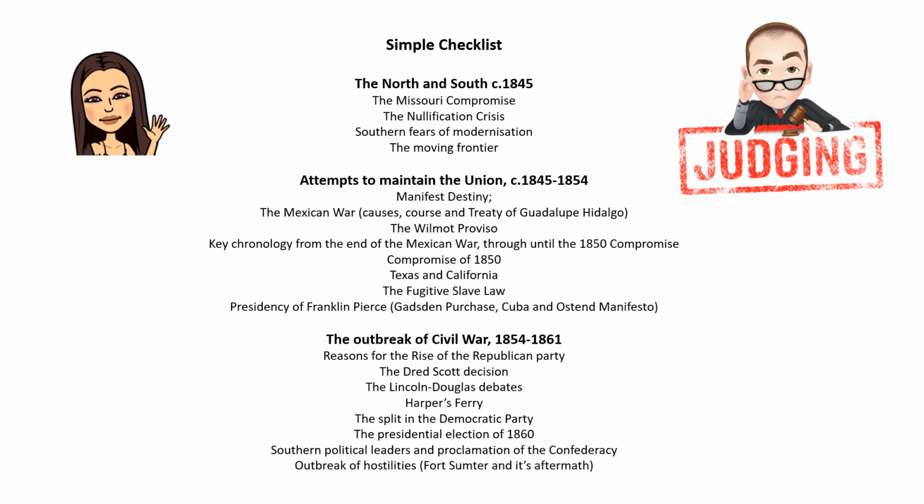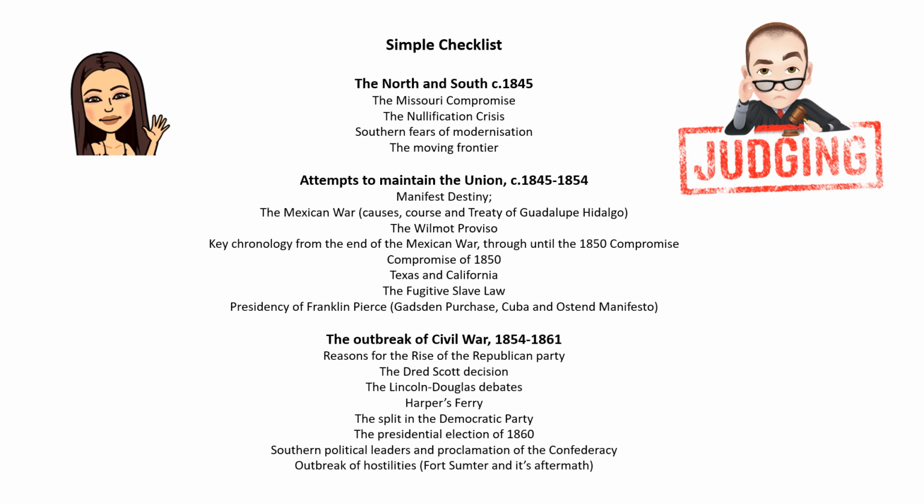And we need to know the 1850 Compromise. So we need to know the key chronology leading up to the Compromise, the Compromise itself, the debates that happen when it is in Congress, and then its impact, which includes things like the impact of the new stricter fugitive slave law. I have put on the end of this that it is worth knowing the presidency of Franklin Pierce, which encapsulates Gadsden Purchase, Cuba and Ostend Manifesto, because some of that links into the concept of westward expansion too.